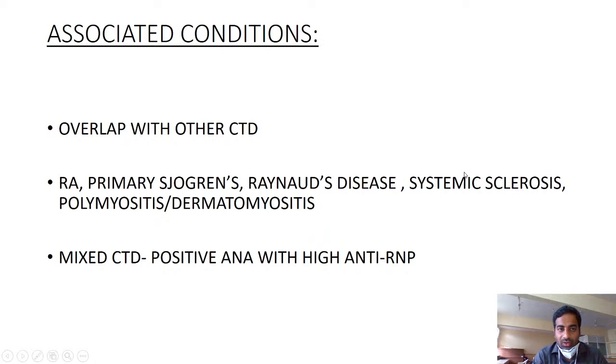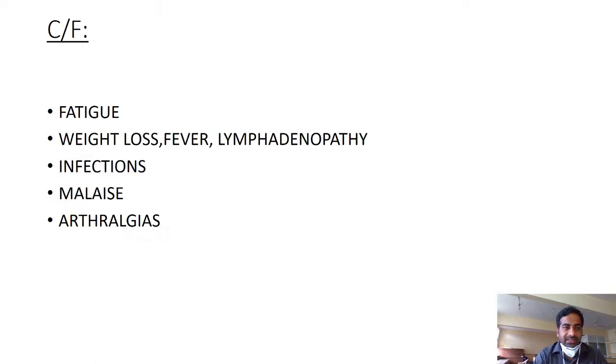It could also overlap with systemic sclerosis, polymyositis, dermatomyositis. All these can be seen. In mixed CTD, you have positive ANA with high anti-RNP. So anti-RNP will also be positive in mixed CTD. That's how you differentiate mixed CTD from SLE.